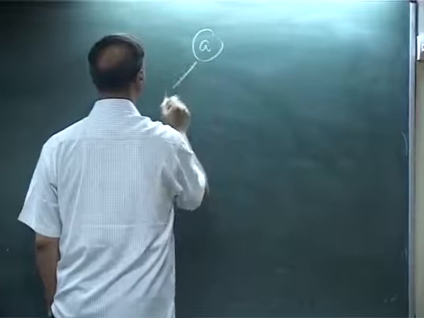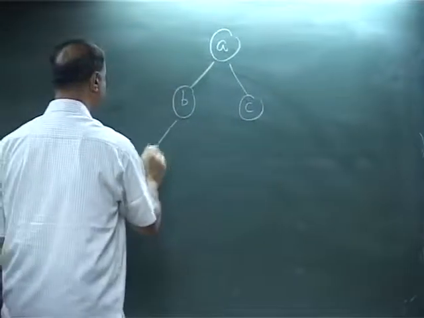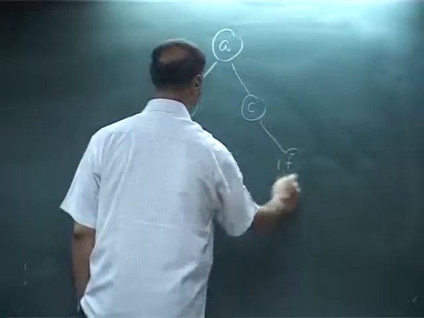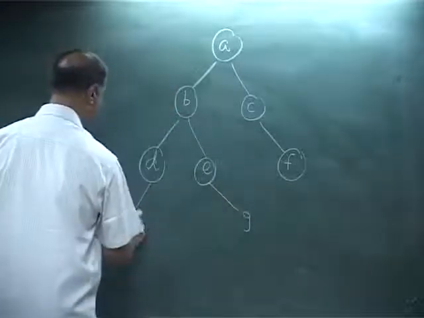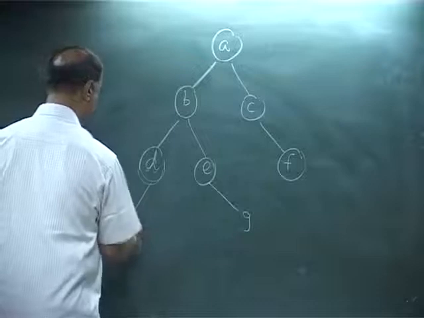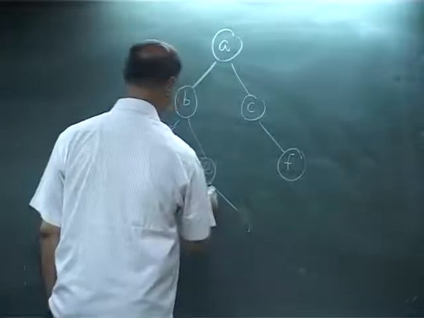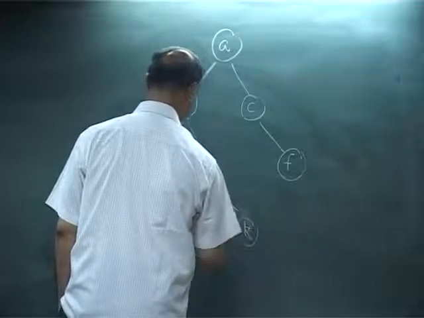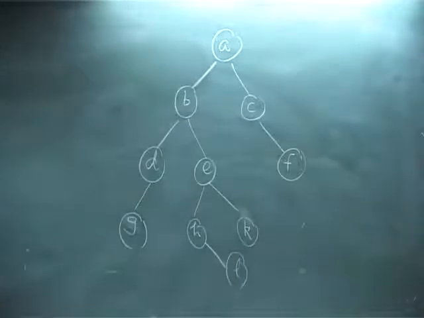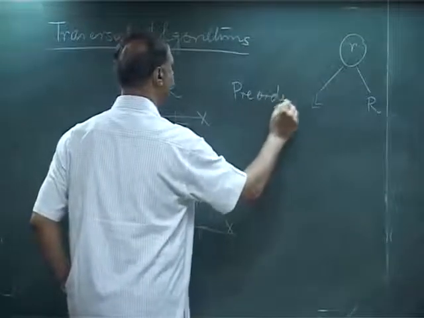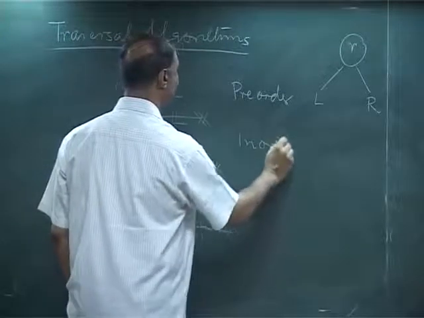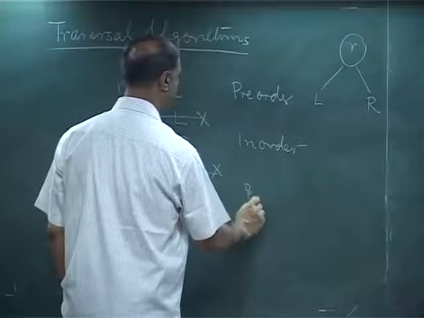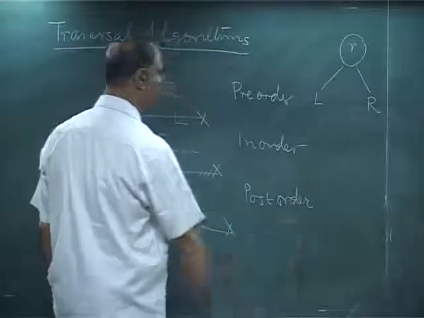So for example, if I have nodes A, B, C, D, E, F, G, H, suppose you have this binary tree. Now, the first traversal is known as pre-order traversing, the second is known as in-order, and the third is known as post-order traversing.